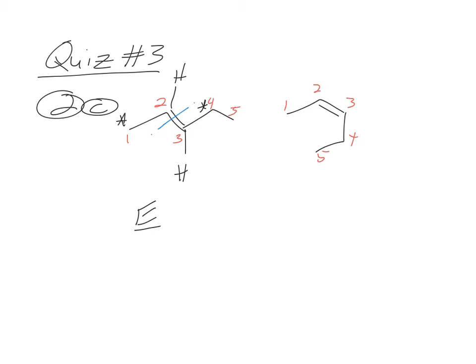Go to the other side. Again, there are H's, but we just don't draw them in. Carbon wins, carbon wins. So this is a Z alkene. So these two to each other are cis-trans isomers. Everything's the same except the alkene in one is E and the alkene in the other is Z.